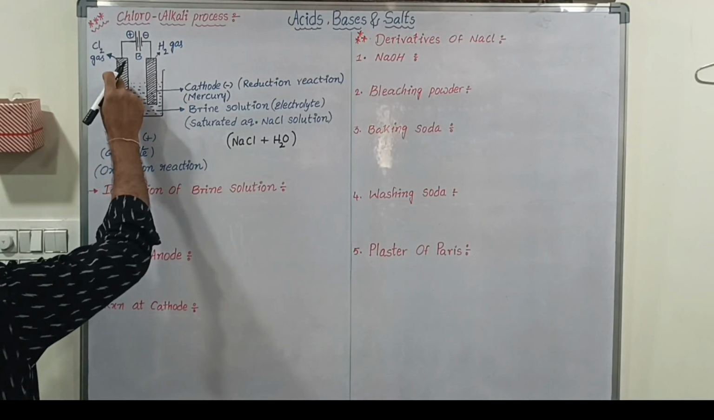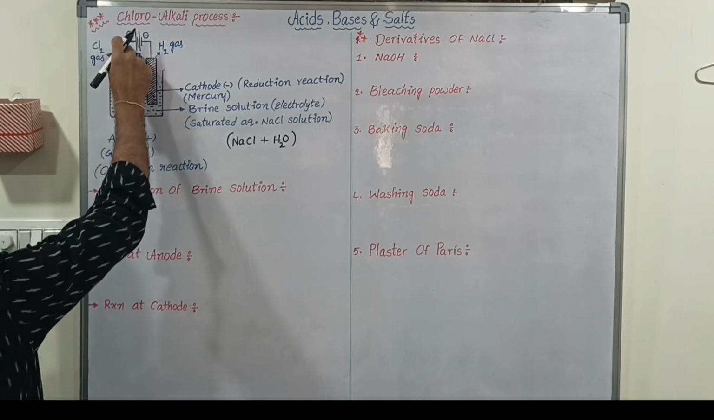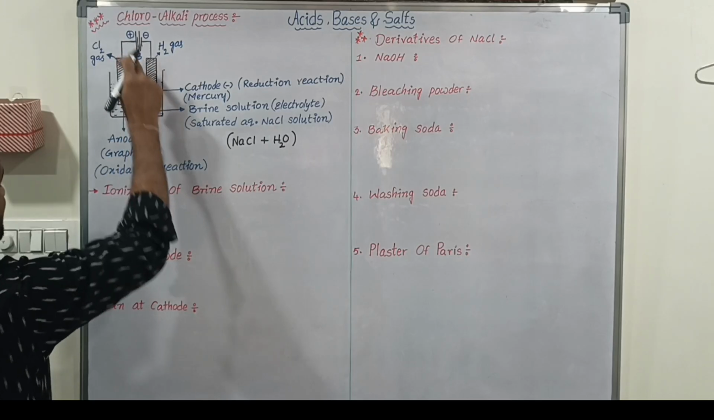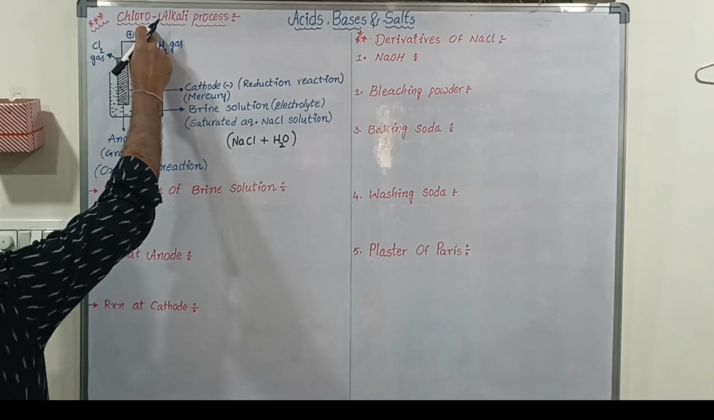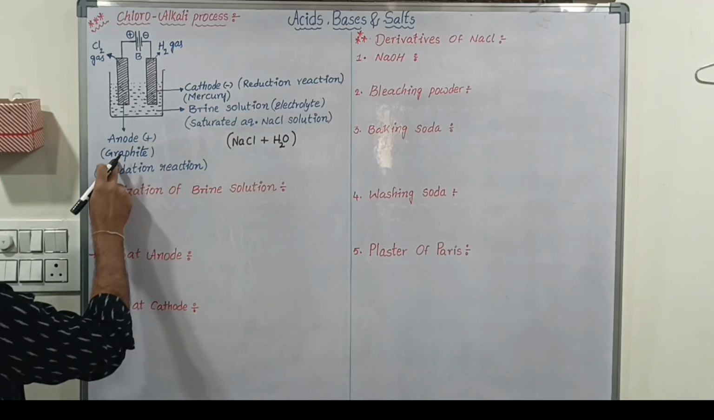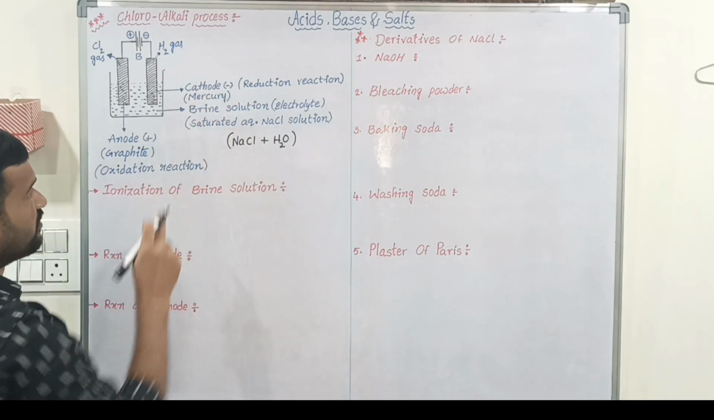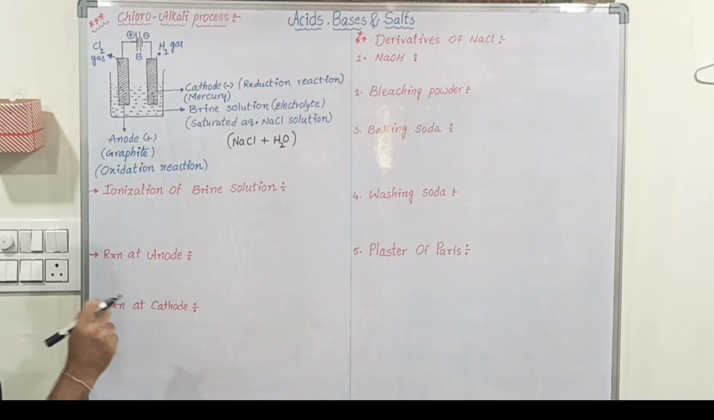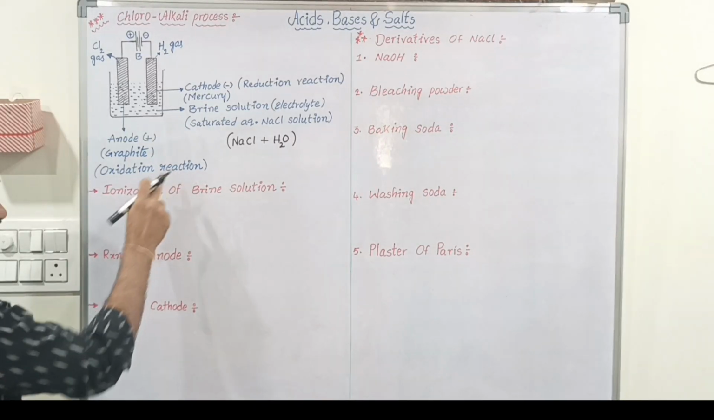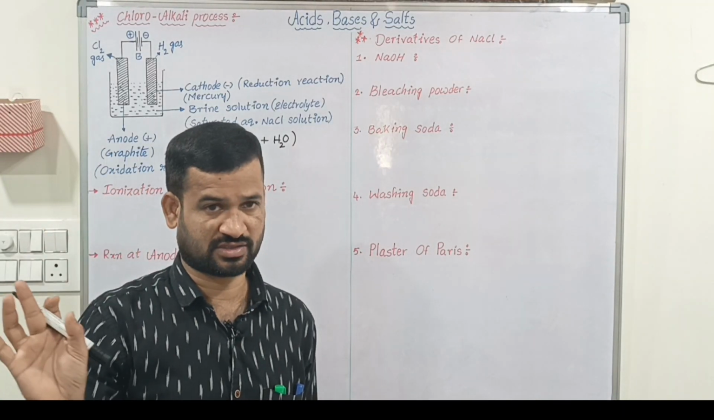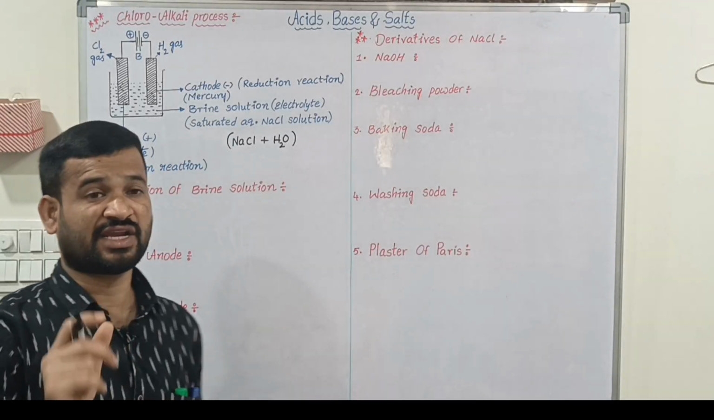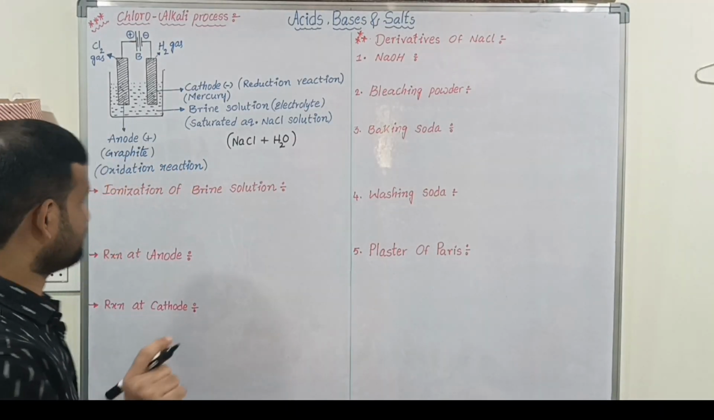The charge of an electrode depends on the terminal of the battery. Here the anode is connected to the positive terminal of the battery, and the cathode is connected to the negative terminal of the battery. So the anode has positive charge, the cathode has negative charge. Here the anode is made up of graphite and the cathode is made up of mercury. And one more thing, at the anode what type of reaction takes place? Oxidation reaction. Oxidation means removal of electrons. And reduction means addition or gaining of electrons.